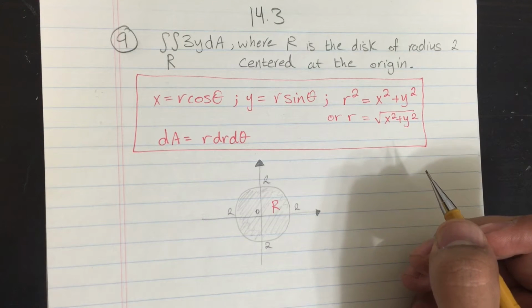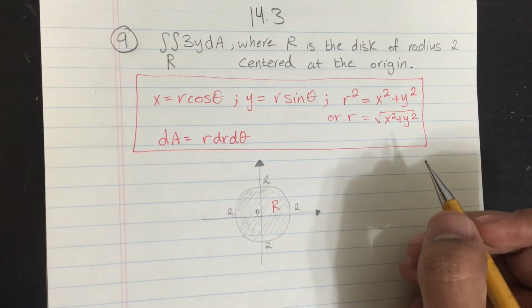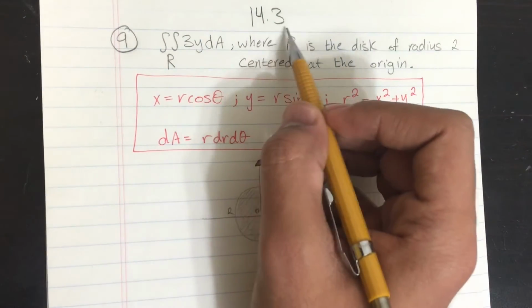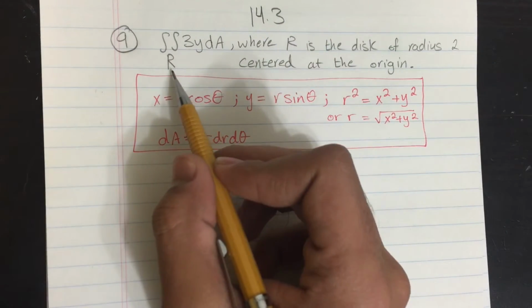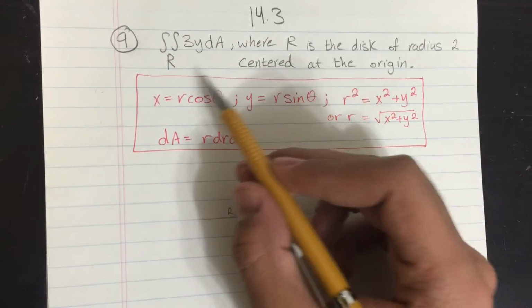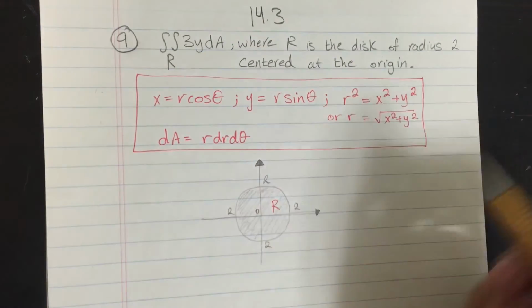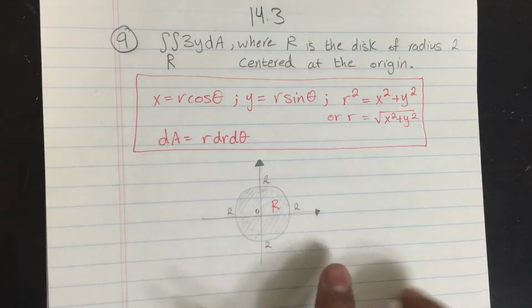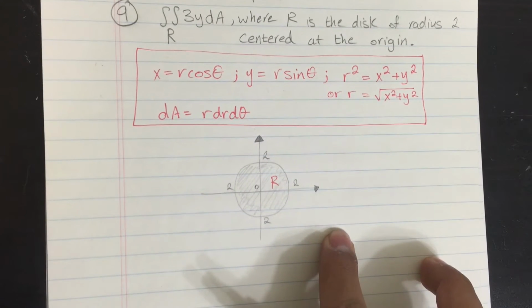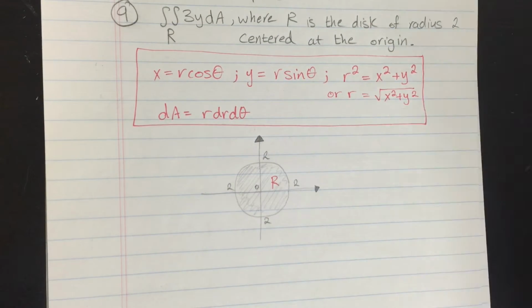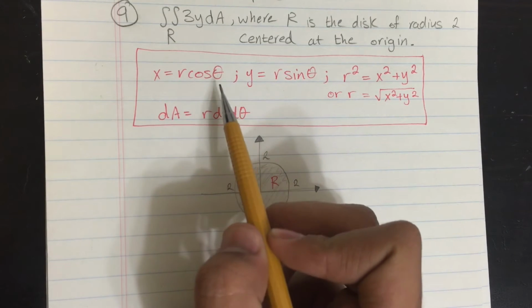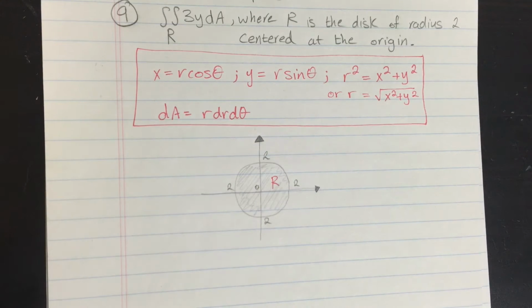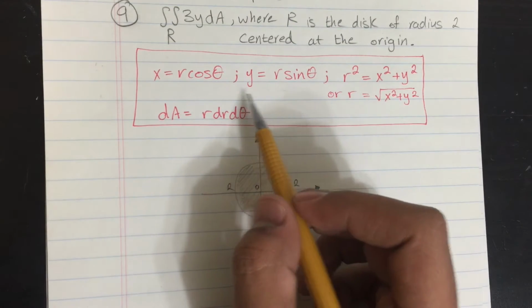Hello everyone. So I'm doing question number 9 in section 14.3, which is asking to evaluate this integral where R is the disk of radius 2 centered at the origin. Whenever you're doing this kind of problem, make sure you convert from rectangular to polar, just to make the problem easier to solve. If you take a look at the textbook, it gives you these formulas.